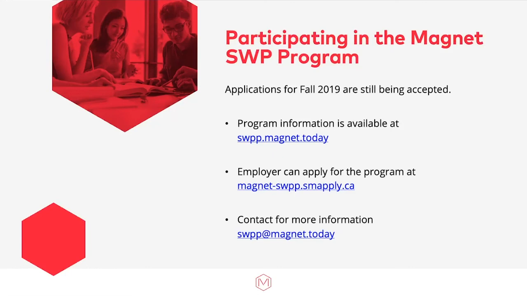Employers can apply for the program by going to our website, swpp.magnet.today, where they can also find information on criteria for eligibility, a list of frequently asked questions, and the link to apply and start their application. I do also encourage people to contact us directly by email if they have any questions about their specific case around eligibility. We'd be happy to review that and get back to them.